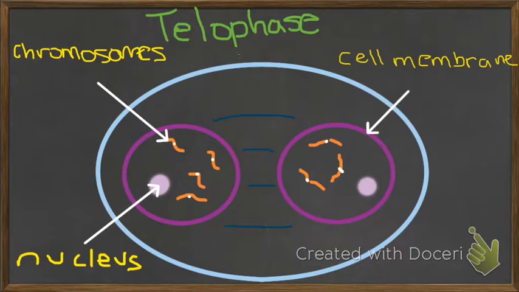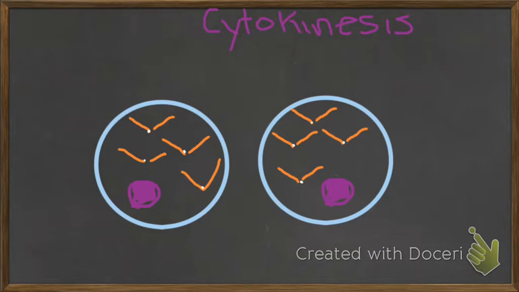But that is not the end of the cell cycle. The final stage that needs to be completed is cytokinesis. Cytokinesis is when the cytoplasm is divided and the daughter cell is separated into two new cells. The daughter cells then enter interphase and continue their normal activities.